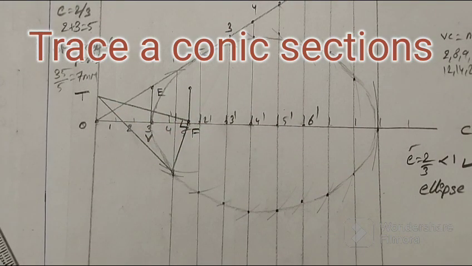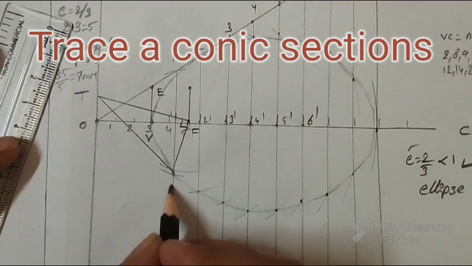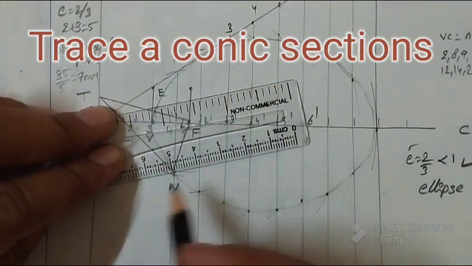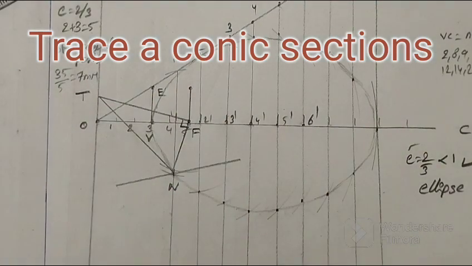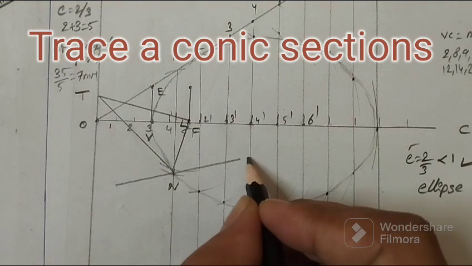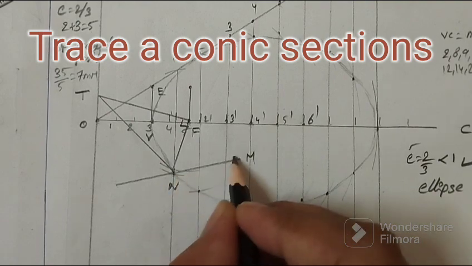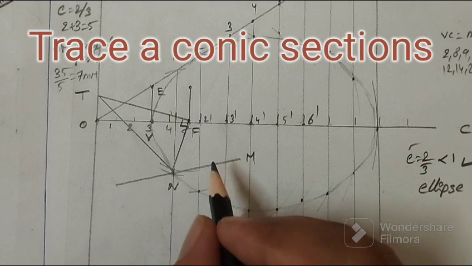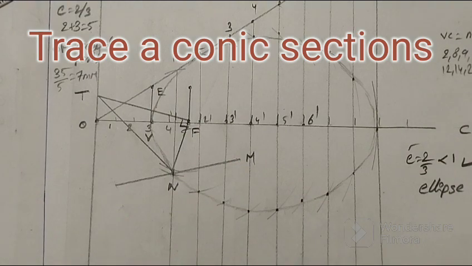Name this as N. Last step is what? Draw again a perpendicular line here. That's your normal. It's so simple to draw. That's the normal. So if this is M, NM is the normal, and TN is the tangent.